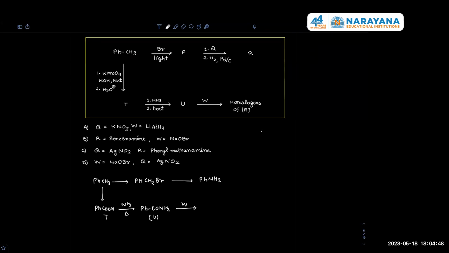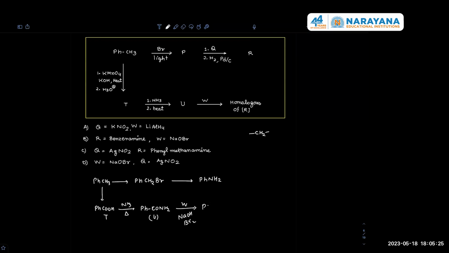And here W, they're asking about homologue. What is the definition of homologue? Homologues are the species in which 2 consecutive members must have the difference of CH2. I am not asking for the same compound. I am asking that the last compound is the homologue of the R compound. For this R compound, we must get a homologue, and the homologue must have a difference of CH2. So I should use here NaOH and Br2, that is NaOBr. That is given in W option D.